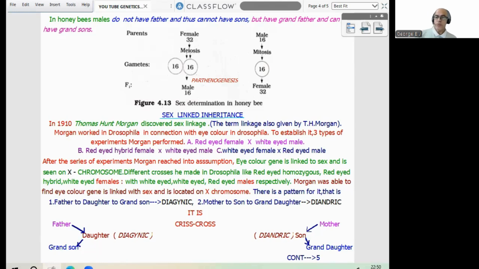Okay. Suppose the female gamete is able to fuse with the male gamete, then it becomes diploid. That is why in honeybees, males do not have a father because they come from the female side, and thus cannot have a son.